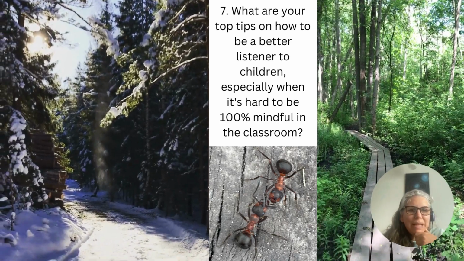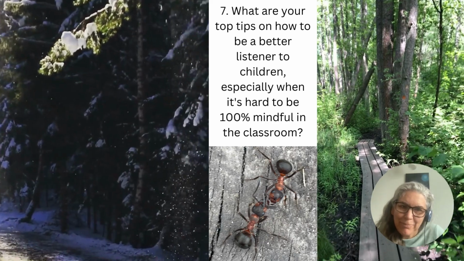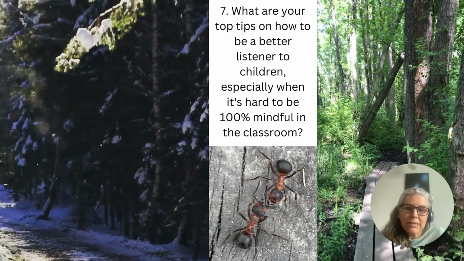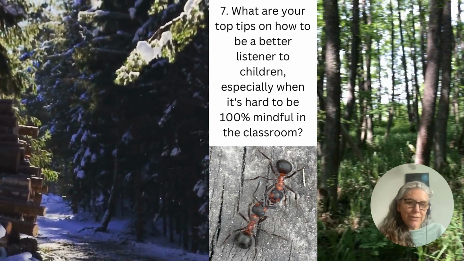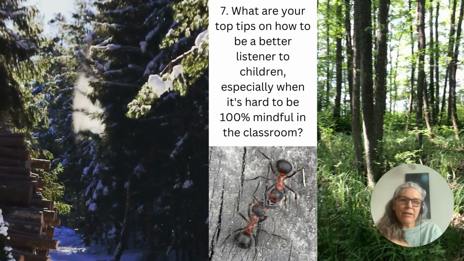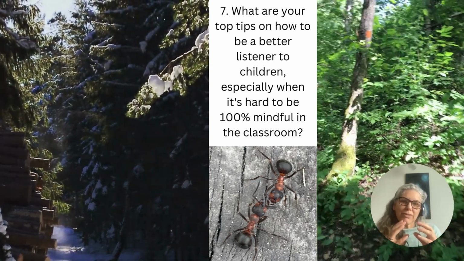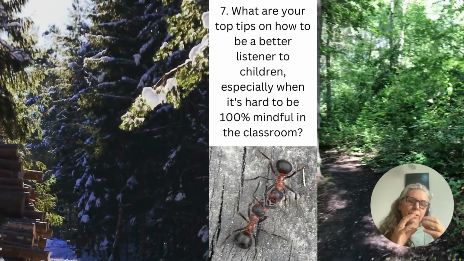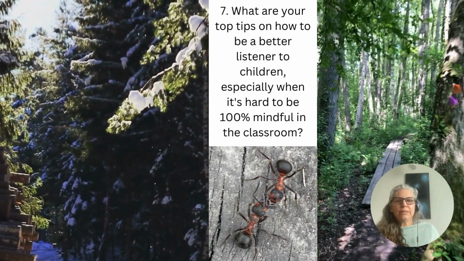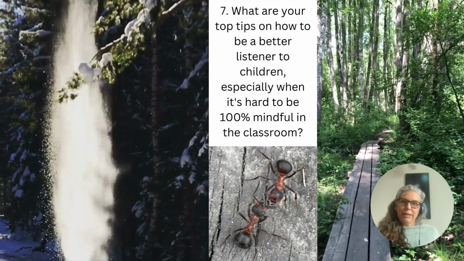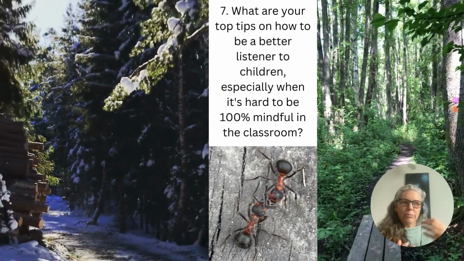So my top tips on how to be a better listener to children, especially when it's hard to be 100% mindful in the classroom. My top tip has been that I personally have been going out and taking photographs, which I've been using the hashtag slow down, look closely, listen deeply. And by taking these really close-up photographs of things, I've been learning to notice things in a different way. Things look different when they're closer up. But it also means I have to slow down my whole way of being and being at peace to be able to notice what it is that I want to take a photograph of, to think of things, to be aware of it.